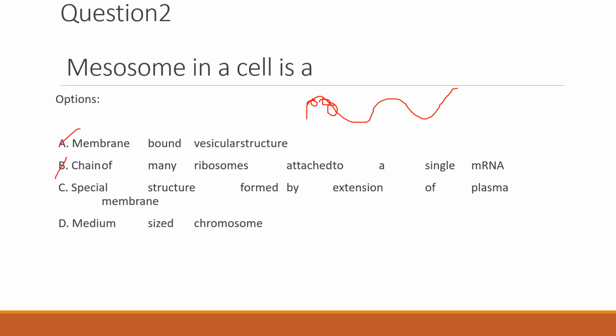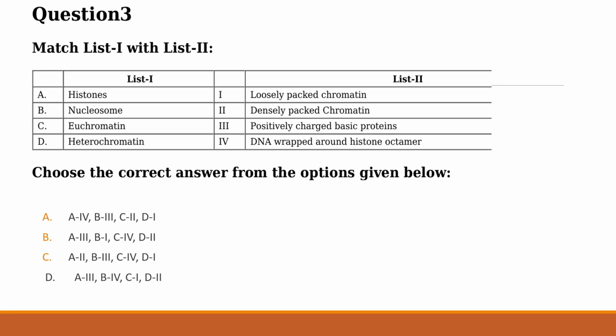Special structure formed by extension of plasma membrane. Extension of plasma membrane. This is known as mesosome. So it is the correct answer. So mesosome is the extension of plasma membrane. Don't forget that. And next. In next slide, it's also a match the following. Students, the match the following questions are very easy to catch the marks. So don't skip this kind of questions.